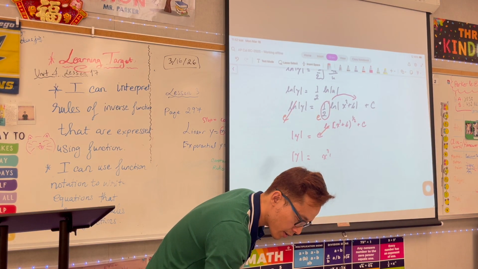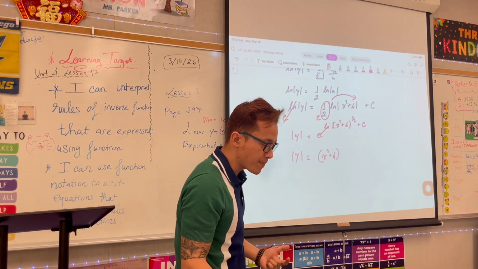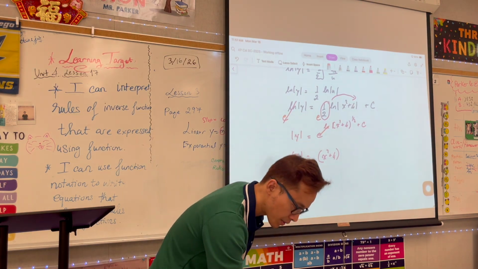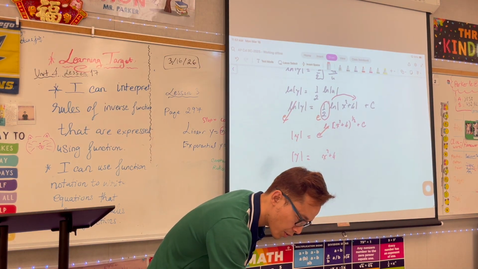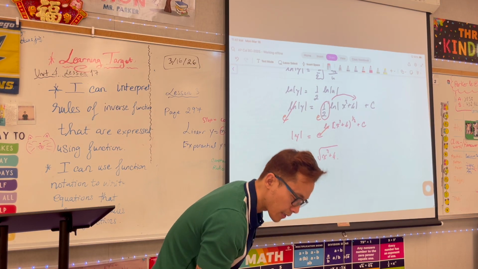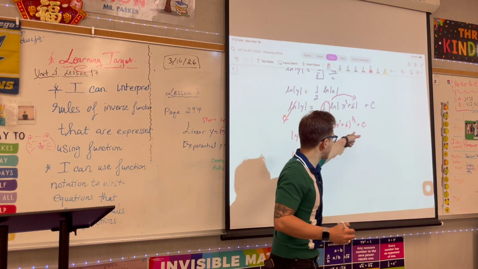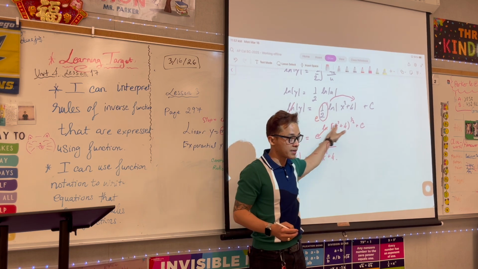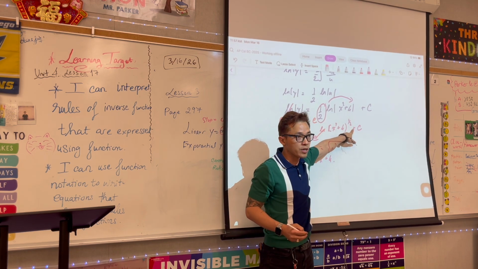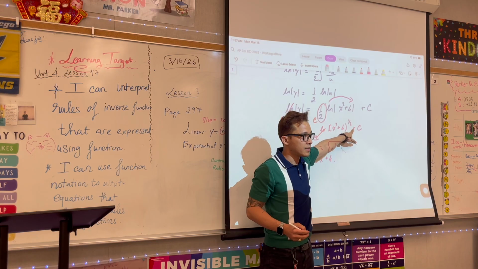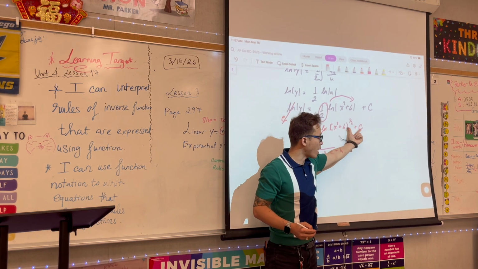So x squared plus 4. What does 1/2 mean? Square root. Okay, so can I just put the square root here? Oh, remember c is in the power. When the power is plus, what does it mean? When you add the power, what does it mean?